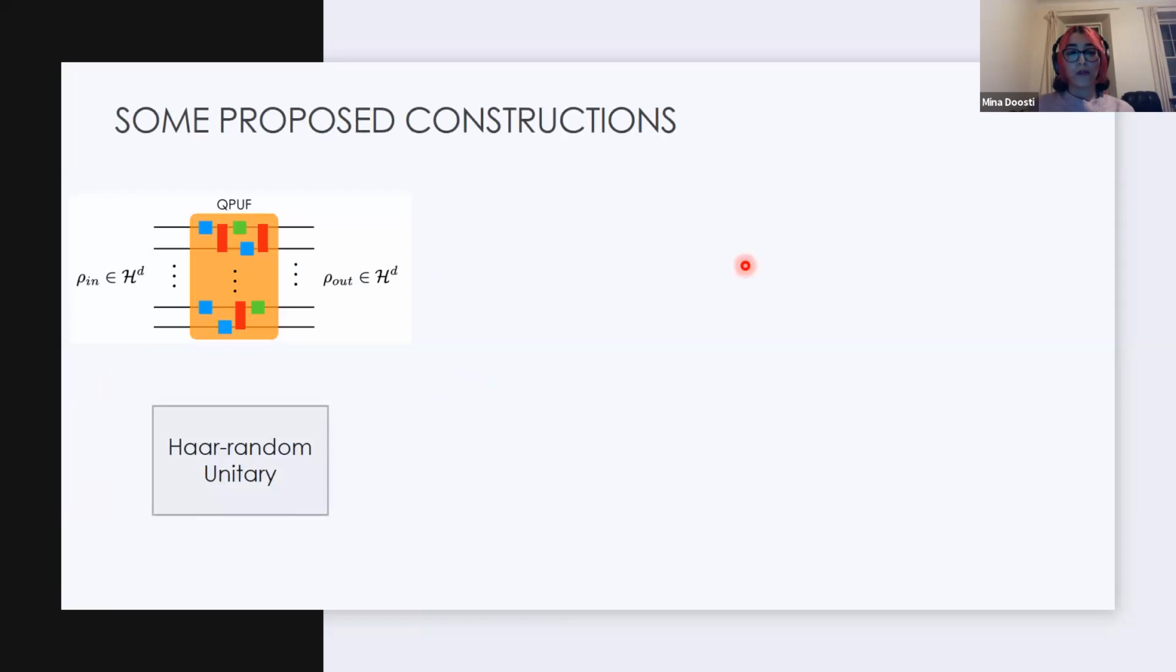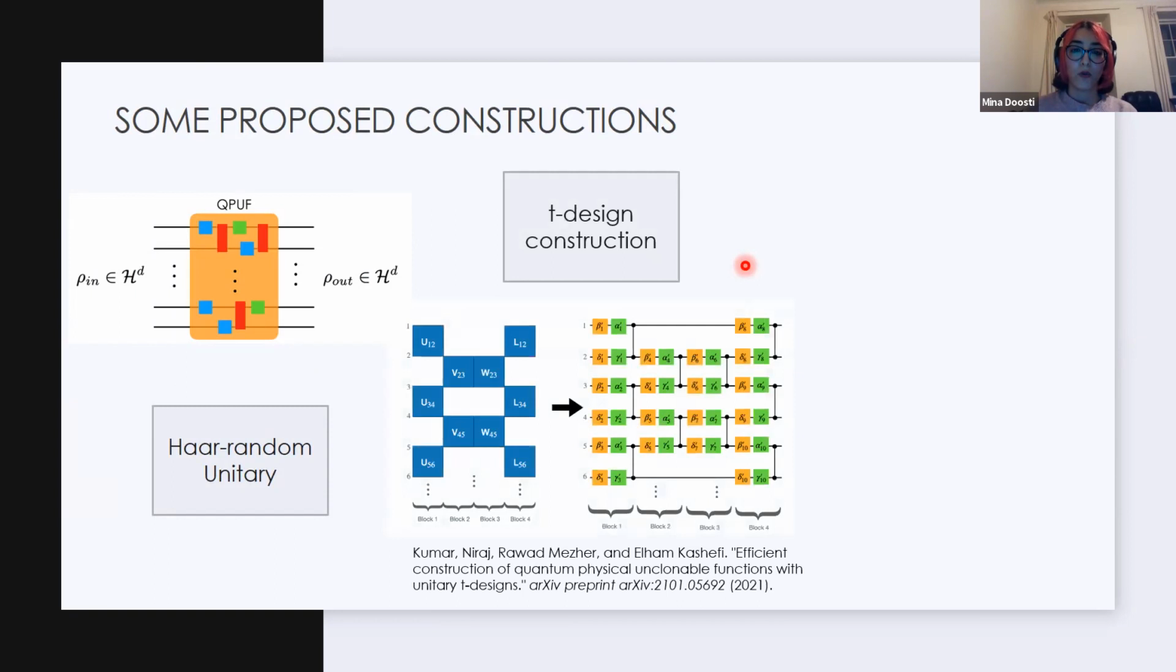So one potential construction that you can think of is that magically you have a family of unitaries, or quantum PUFs, that are Haar random. These are good quantum PUFs. They're secure, they satisfy all the requirements, but this is not a very efficient construction, as we all know. So there have been attempts at making this construction a bit more efficient by replacing this with T-designs, and it's based on this work.